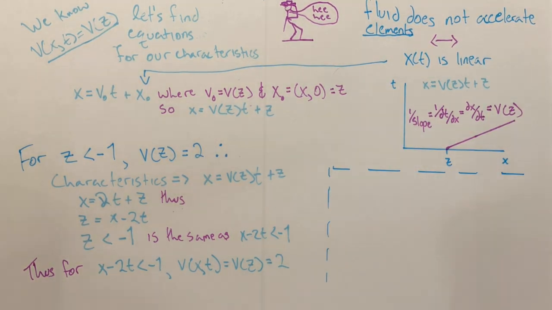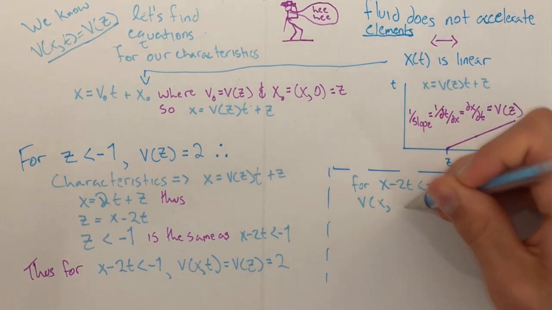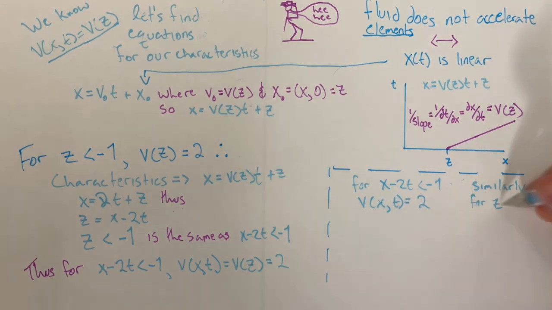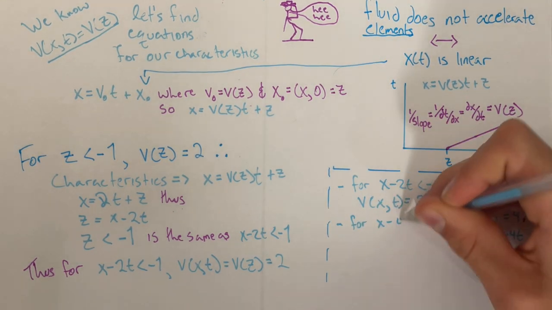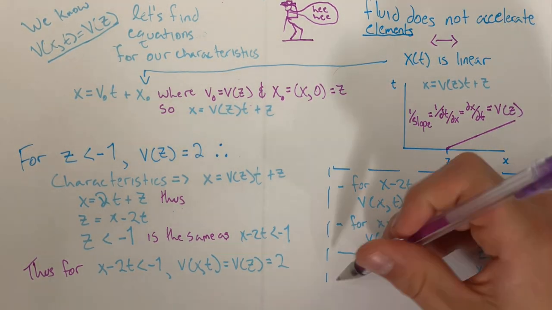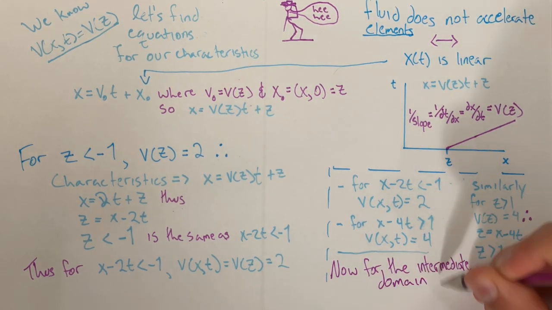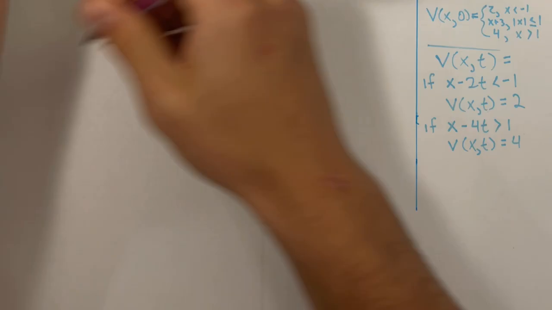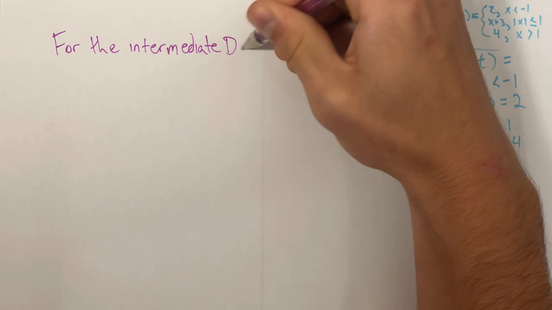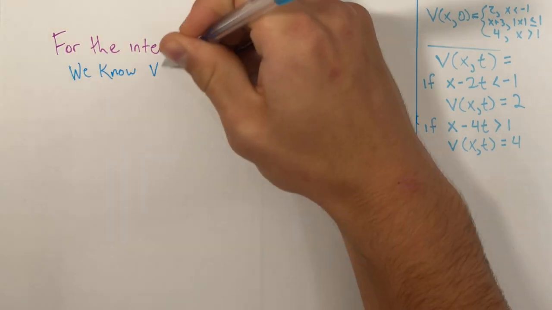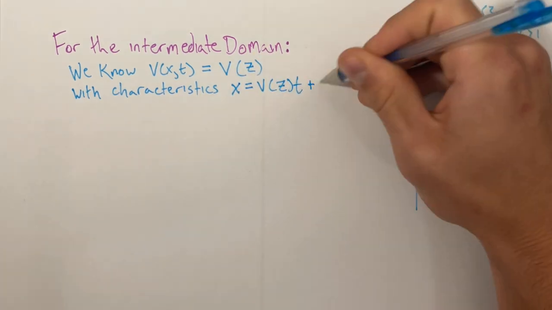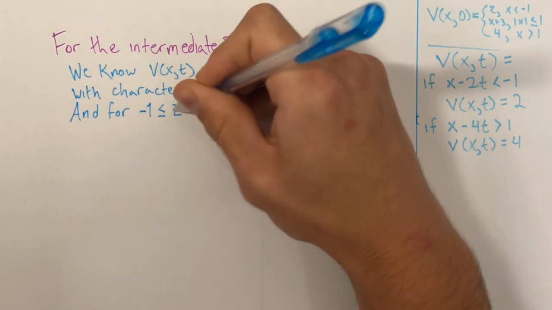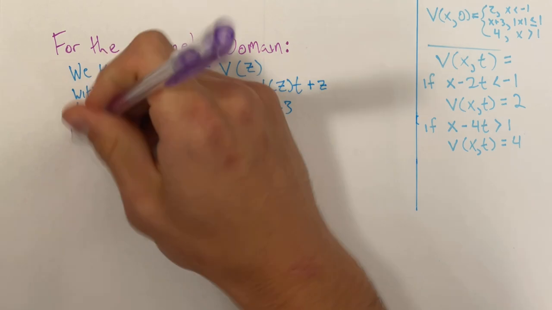In a similar fashion, we can solve the case where z is greater than 1 to yield the solution that for x minus 4t is greater than 1, v of x, t equals 4. The interesting case comes from the in-between. Minus 1 is less than z is less than 1. We know v of x, t equals v of z, and that our characteristics are x equals v of z times t plus z.